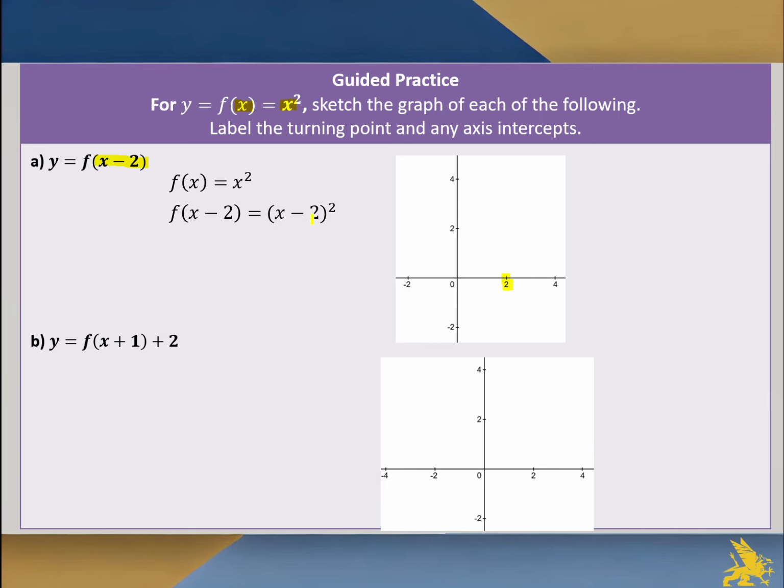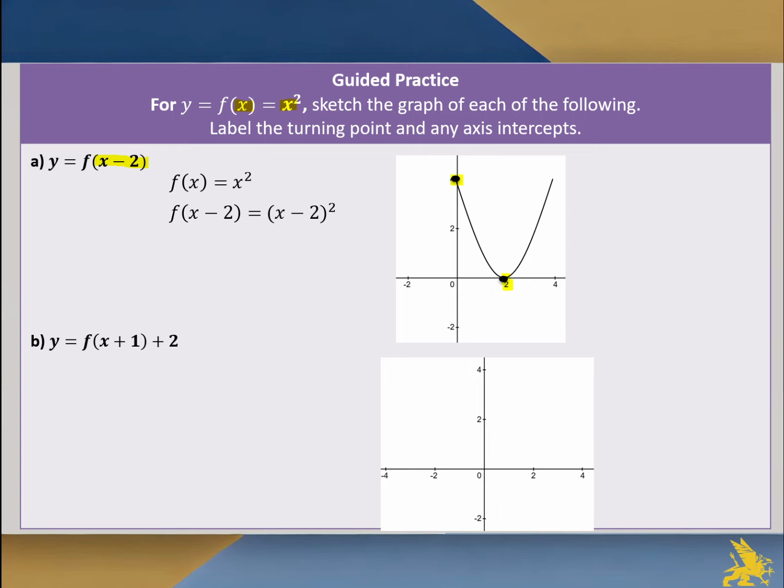To work out the y-intercept, we're just going to make x equal 0. If we do that, x is 0, that gives me negative 2 squared, which is 4. So I know these two spots are going to be my intercepts. The only thing I need to do now is draw my graph.